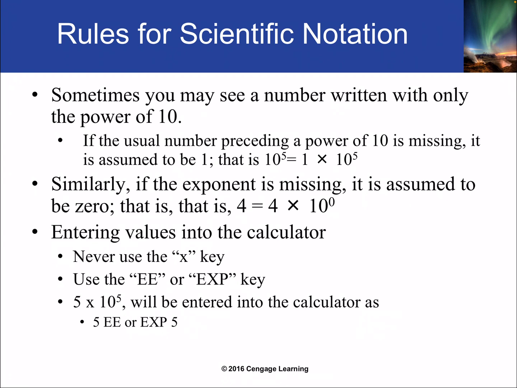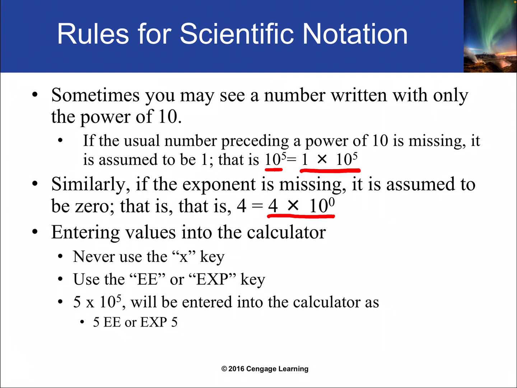Now, sometimes you're going to see a power of 10 just written as that number 10 raised to a power, like in this case, 10 to the 5th. It basically means 1 times 10 to the 5th. Now, if you do not have an exponent, it's assumed to be 0. So 4 times 10 to the 0 is just 4.